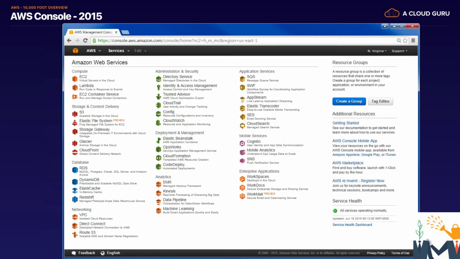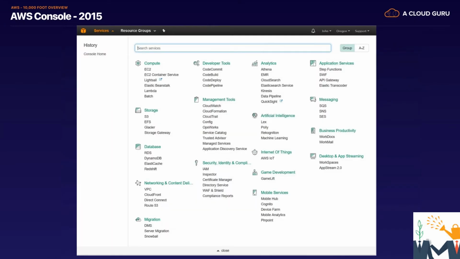Let's have a look at what it looks like in 2016. You can see that we've got more services. So we've got things like machine learning, we've got WorkMail, we've got a whole bunch of new services being added, like Elastic Transcoder, for example. These services actually weren't all that relevant to the exam, but I'd go through and explain what they were anyway. This is what the console looked like in 2017, so we're getting more and more and more services.